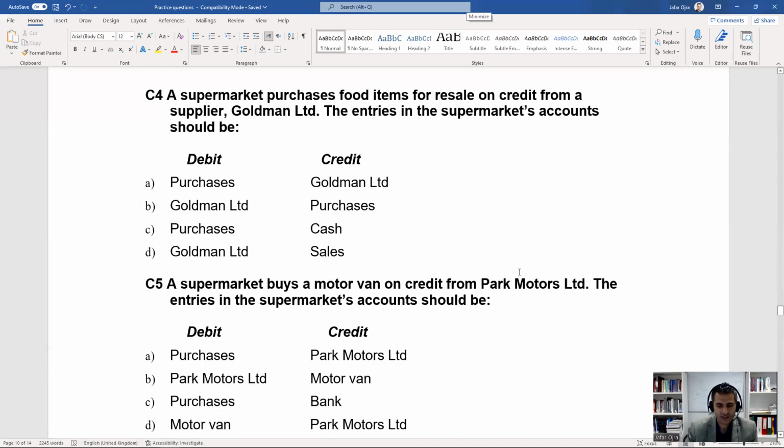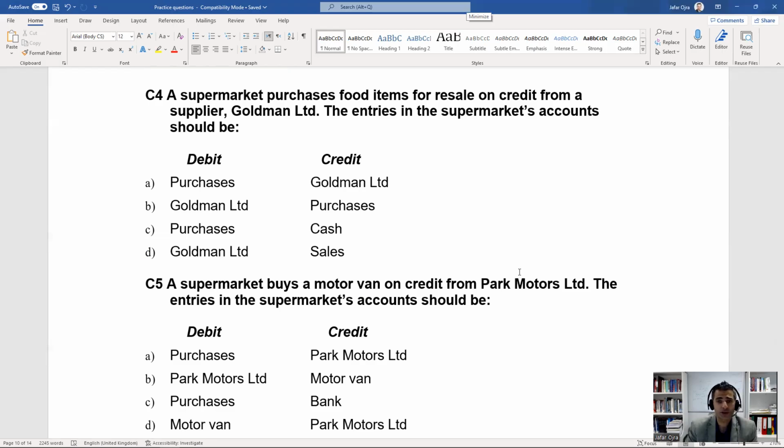Okay, C4. The supermarket purchased food items for resale on credit from a supplier, Goldman Limited. So what happened? The supermarket bought goods for resale on credit, which means they haven't paid the cash yet to the supplier, Goldman Limited. So straight away, we look at the trade payable, which is a creditor, Goldman Limited.